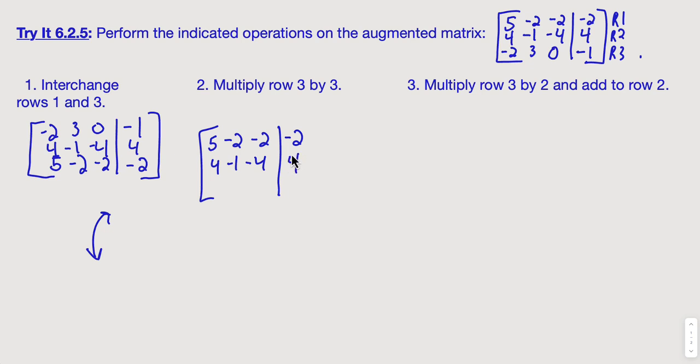And then with row 3, it's row 3 times 3. And what that ends up equaling is -2 times 3 is -6. 3 times 3 is 9. 0 times 3 is 0. And then -1 times 3 is -3.